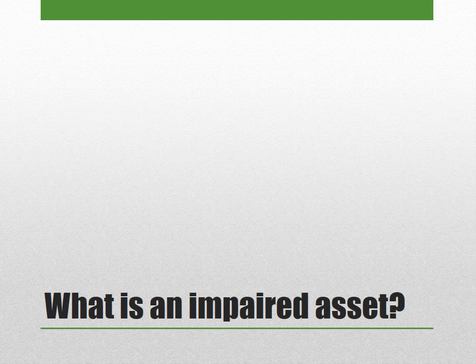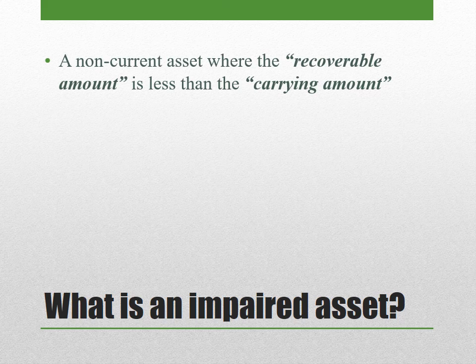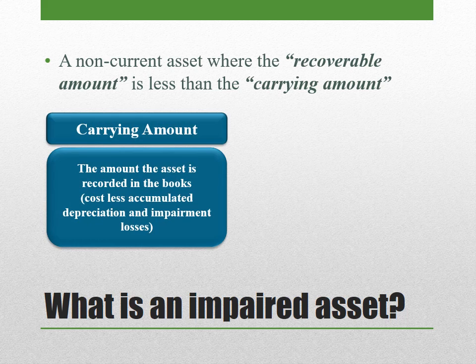So we'll start by stating what an impaired asset is. Well, it's a non-current asset where the recoverable amount is less than the carrying amount. Now, the carrying amount may be a familiar term to you. This is the amount that the asset is recorded at in the books. So it's going to be the cost less the accumulated depreciation. And of course, if the asset has been impaired in the past, we would also deduct any previous impairment losses when calculating that carrying amount.